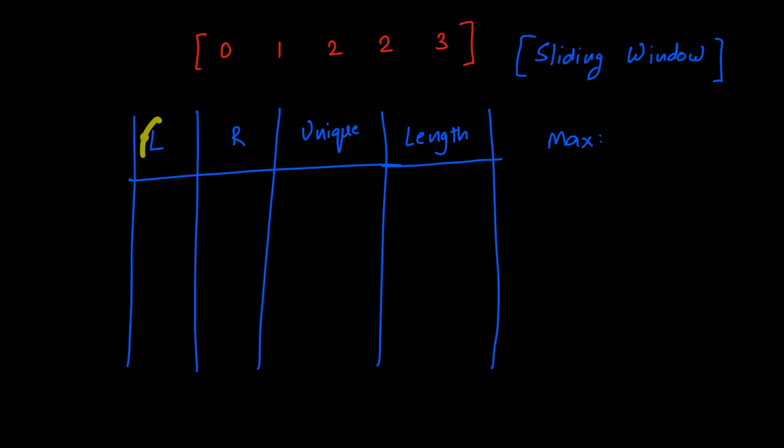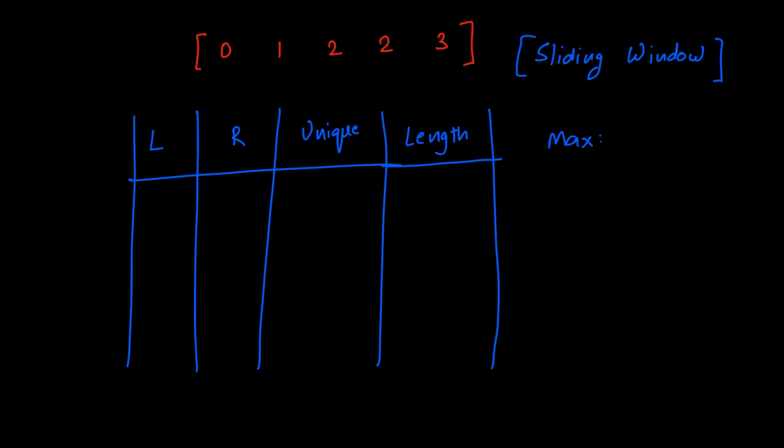So we have two pointers, left and right, which will determine the range of the window. This column will record the total number of unique fruits we have between the left and right pointers, and the length will determine the range of this window. And this max variable will record the maximum length of the window that we iterated so far.